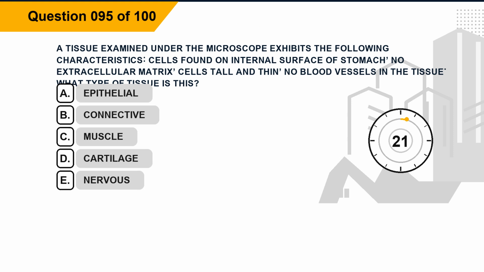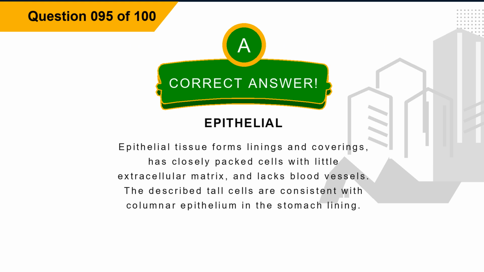Question 95. A tissue examined under the microscope exhibits the following characteristics: cells found on internal surface of stomach, no extracellular matrix, cells tall and thin, no blood vessels in the tissue. What type of tissue is this? Option A, epithelial. Option B, connective. Option C, muscle. Option D, cartilage. Option E, nervous. The correct answer is option A, epithelial.